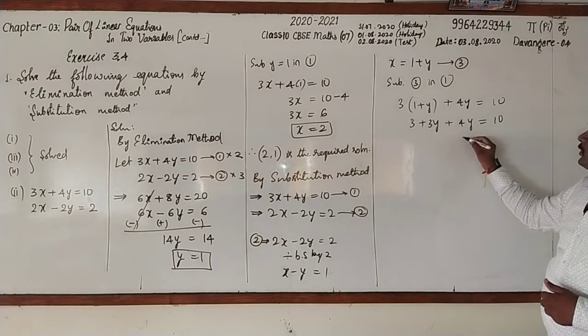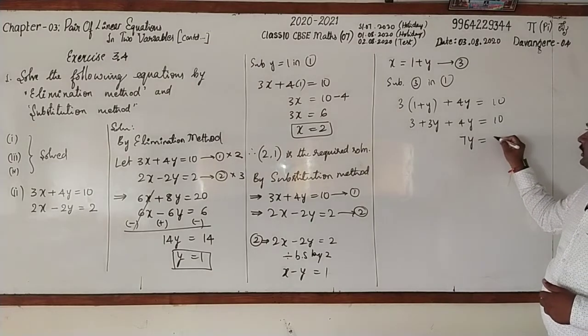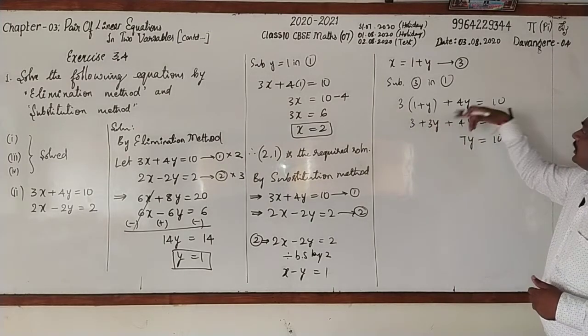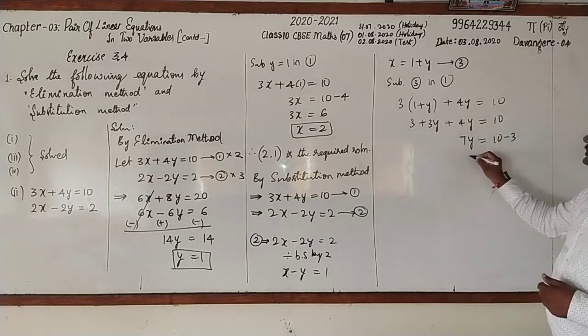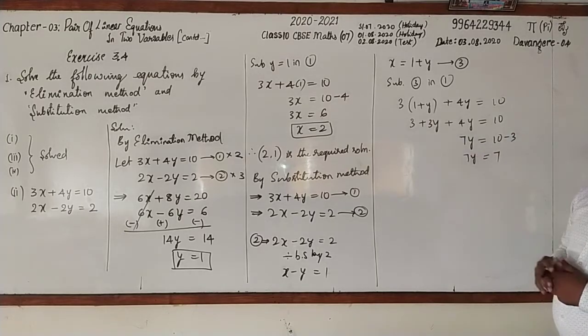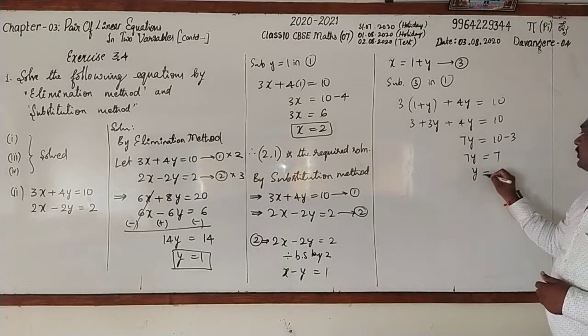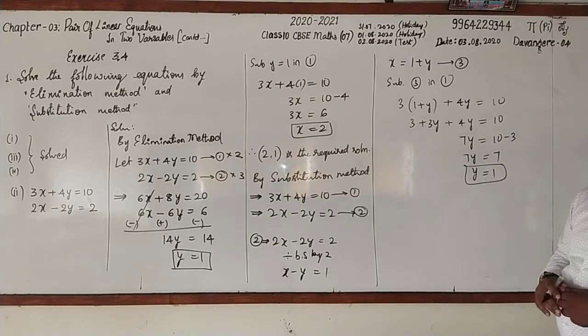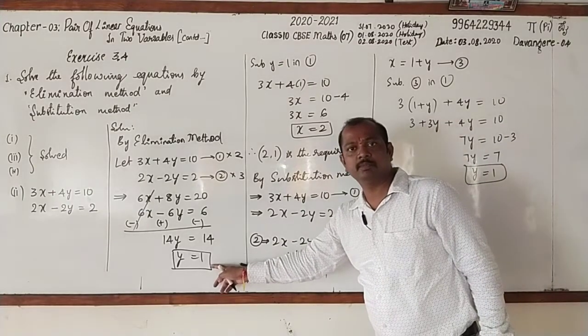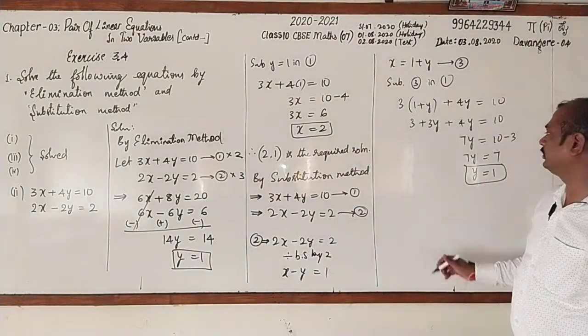What is 3y plus 4y? It is 7y equal to 10. Transfer 3 to the right hand side, it becomes minus 3. 7y equal to 10 minus 3, which is 7. y is equal to 1. And in the elimination method also we got the same, y equal to 1.